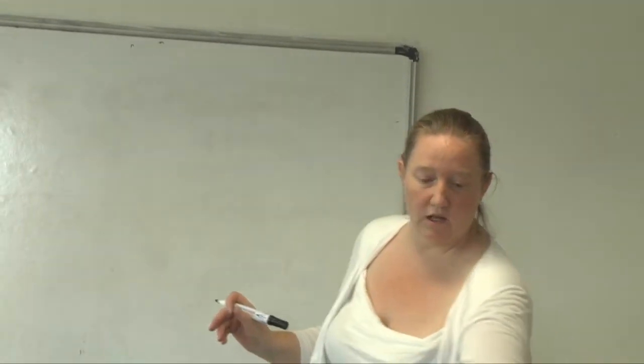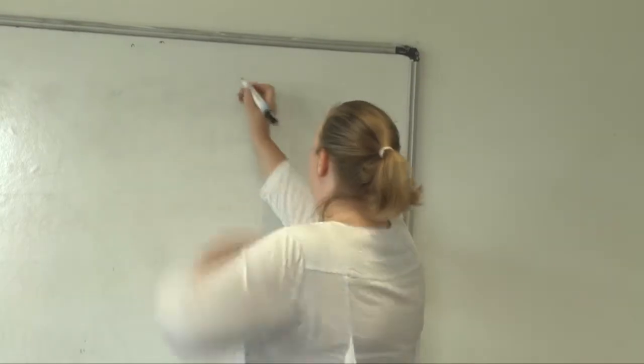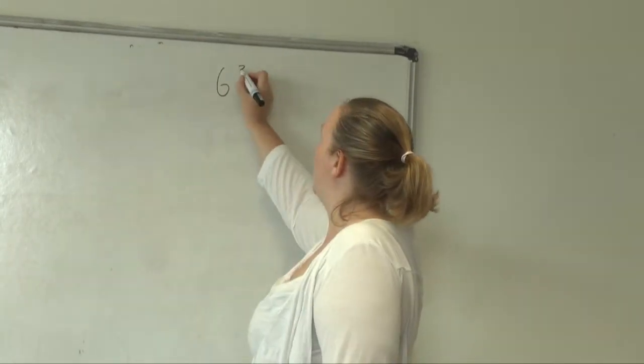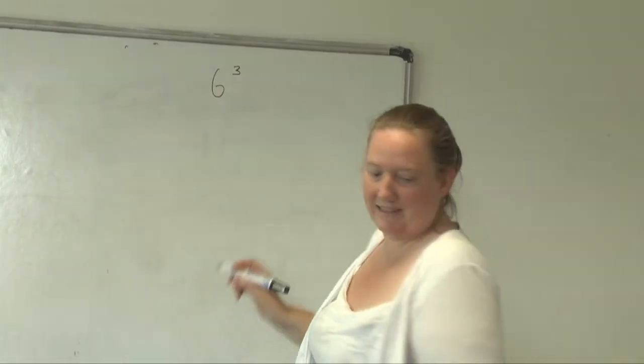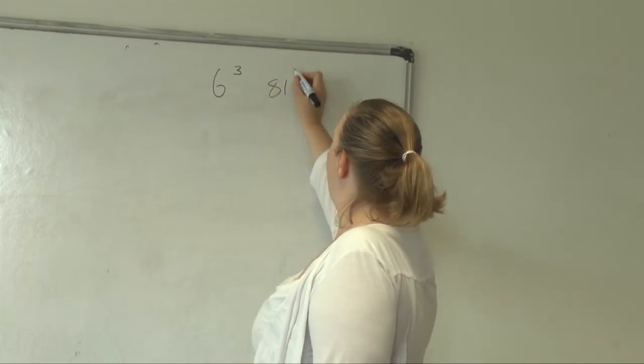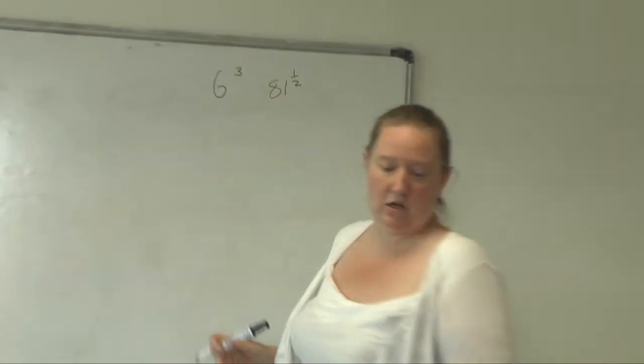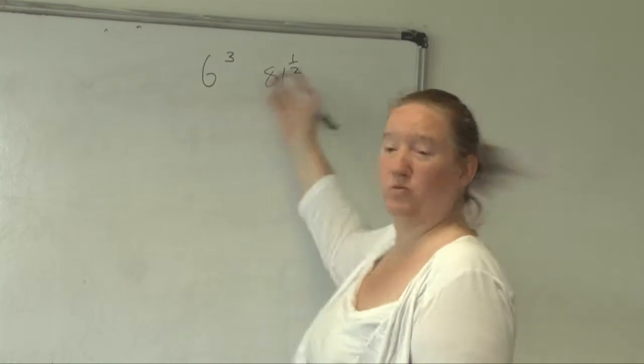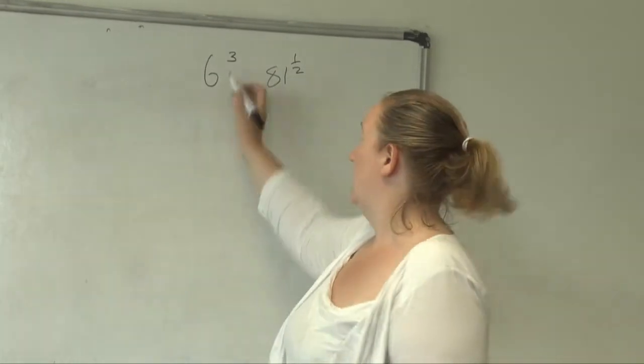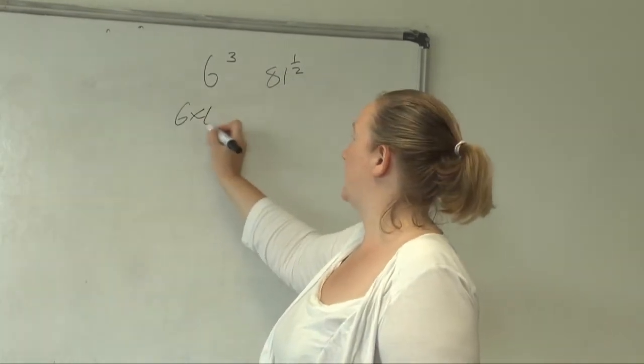Question 3 is the one with the indices, right? So the first one you have is write 6 to the power of 3 and 81 to the power of a half without using indices. So just work them out, work out what they are. 6 to the power of 3, that's 6 by 6 by 6.